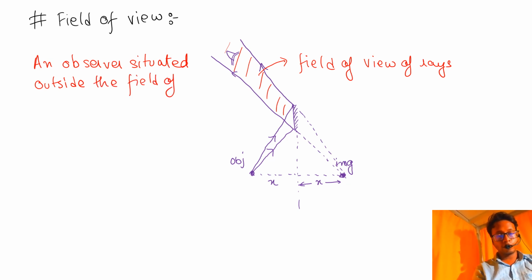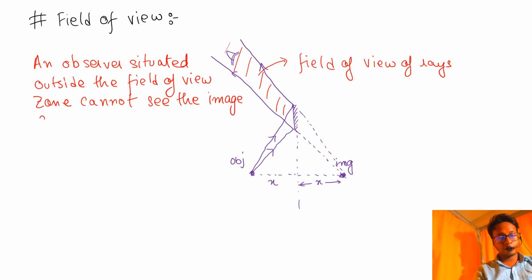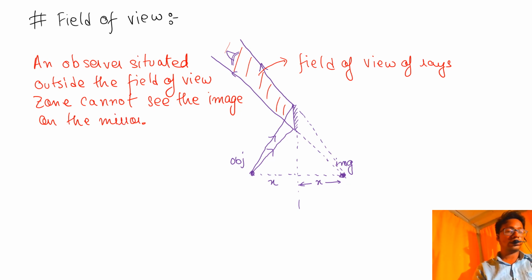What is the field of view zone? Field of view zone is nothing but this zone. Observer situated outside the field of view zone cannot see the image on the mirror. Okay, an observer situated outside the field of view zone cannot see the image on the mirror.